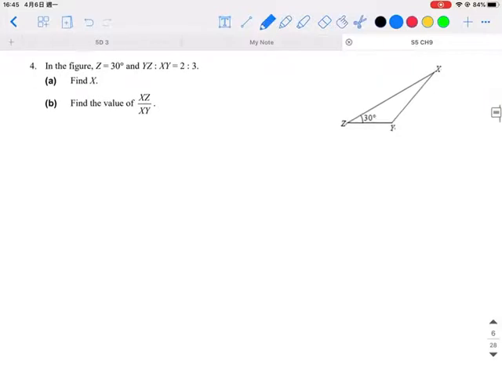So in question number 4, this time we get the angle Z is 30 degrees, and the ratio of two sides: one is XY, the other is XZ. Here XZ is small letter y, and XY is small letter z, with the ratio 2 to 3. So I'll express it here: x over z is equal to 2 over 3.